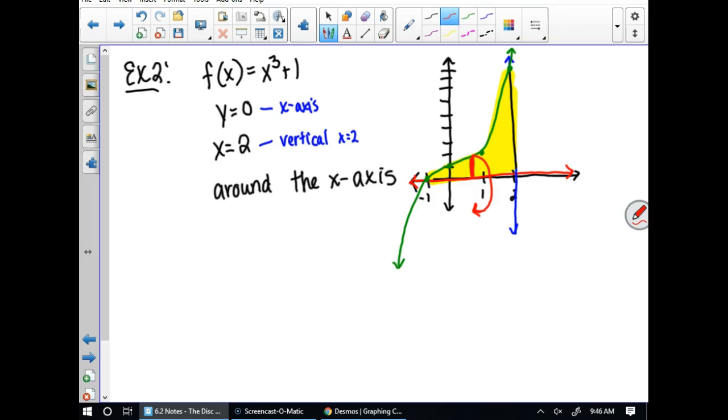And so that radius here is just that green line, because that green line gives us the distance from the x-axis up to that point, right? So we are going to have, in this case, pi r squared, so we're going to have pi times the integral. What are our limits of integration here? -1 to 2. And then we'll have (x cubed plus 1) squared dx.